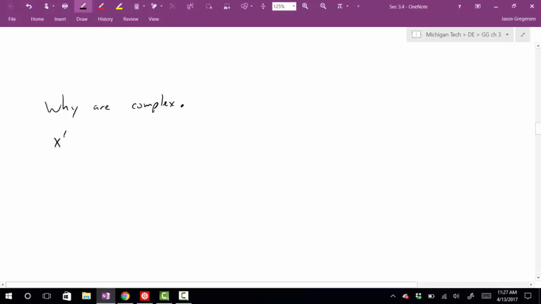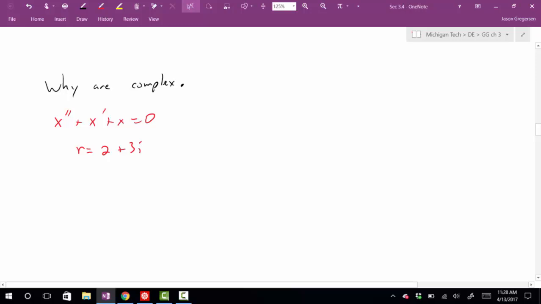Okay. So if we look back at what we did when we had x double prime plus x prime plus x equals 0, auxiliary equation, found some roots. Well, sometimes we would get roots that look like this. We would get roots that look like 2 plus 3i. Oh no, we have complex roots. Okay. And if you had those complex roots, what was your solution? What did your solution look like with these complex roots? e to the 2t times the quantity cosine of 3t, sine of 3t, right?